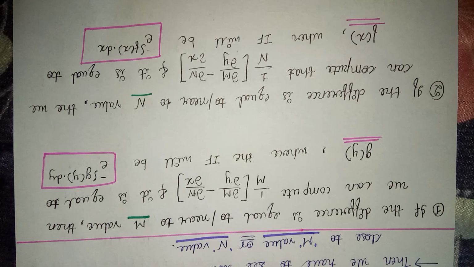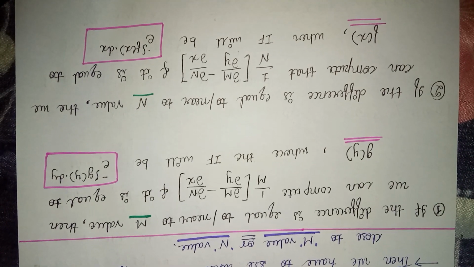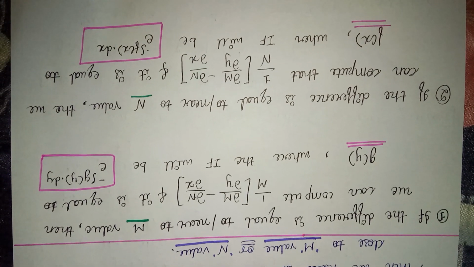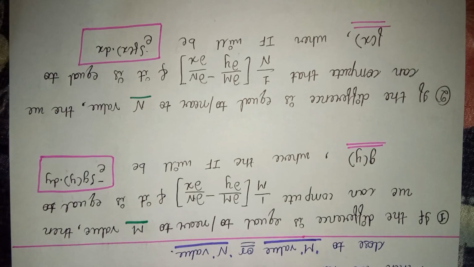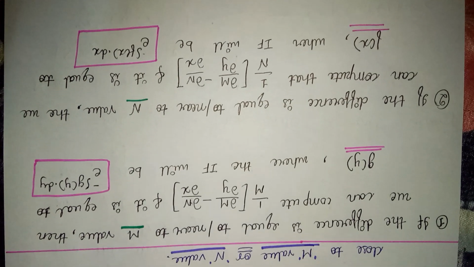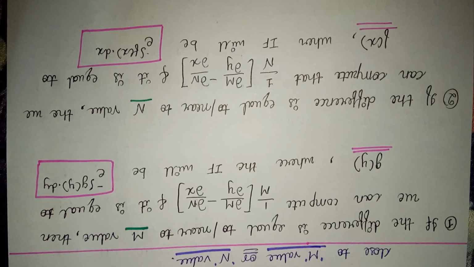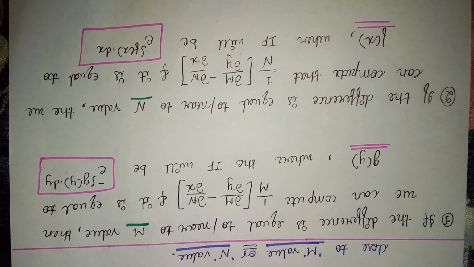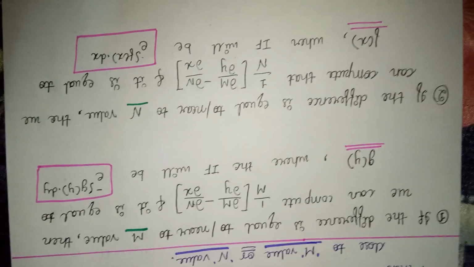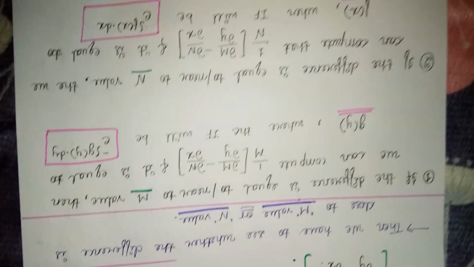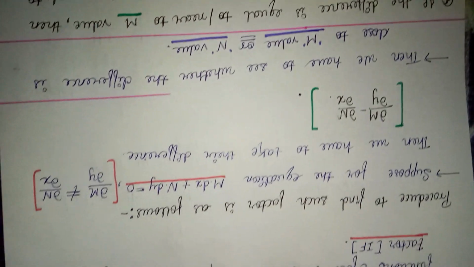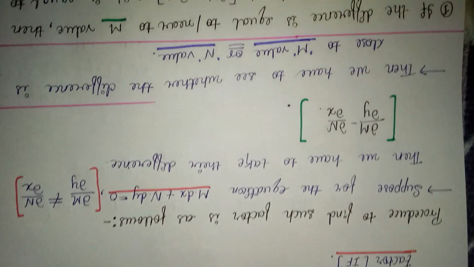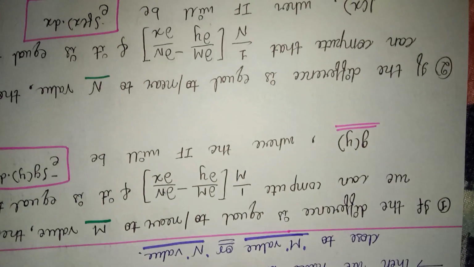But if the difference is not equal to M, but is equal or close to N, then we multiply the difference by 1/N and call it f of x. After that we can find the integrating factor. The integrating factor will be e to the power of the integration of f of x dx. For all this, we can see an example and come to the conclusion of how this equation reducible to exact form works.